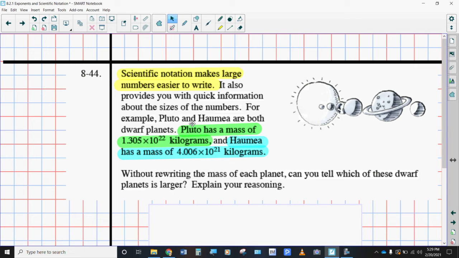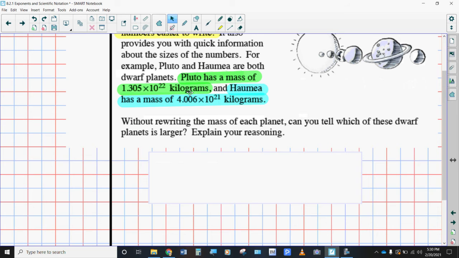For example, Pluto and Haumea are both dwarf planets. I have no idea where Haumea is. Never heard of it before. Pluto has a mass of 1.305 times 10 to the 22nd kilograms. And Haumea has a mass of 4.006 times 10 to the 21st kilograms. Without even rewriting this into standard form, can you tell which one of these is the larger or heavier dwarf planet?